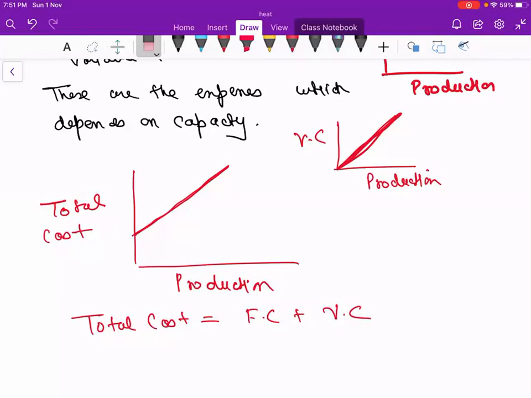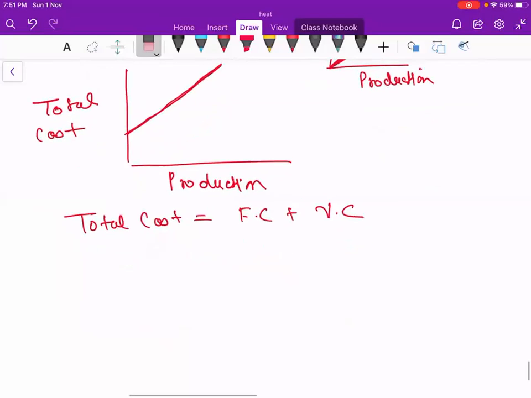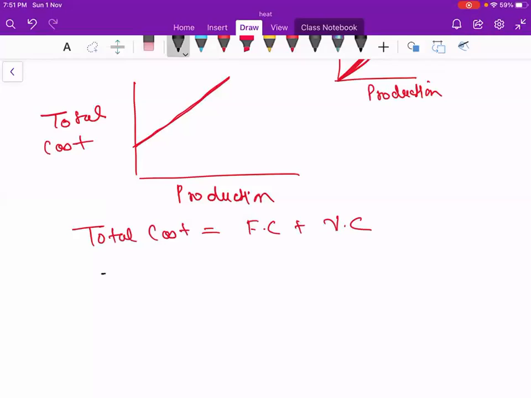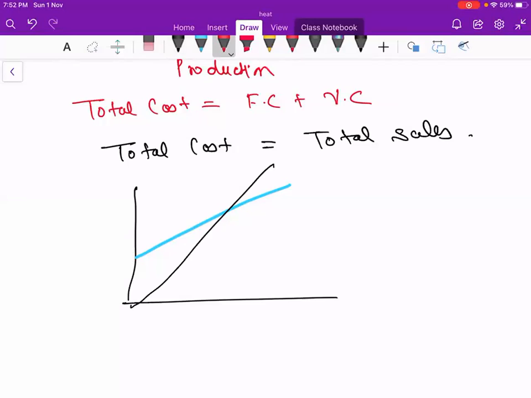Okay, so what is the break even point? If we see the break even point, basically total cost equals fixed cost plus variable cost, and the break even point is where total cost equals total sales. So if we want to draw this graph, it will be like this. This will be this line and this will be the total sales line. So this point is the break even point. This is profit after the break even point. This is loss.